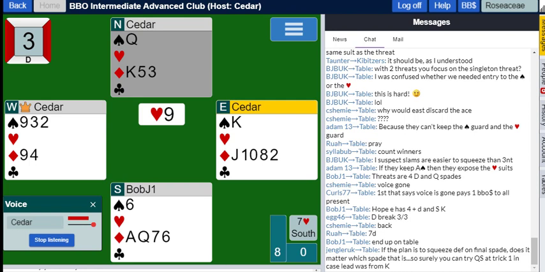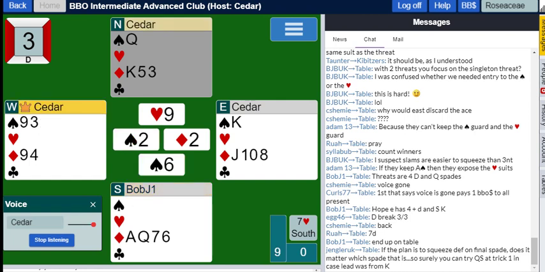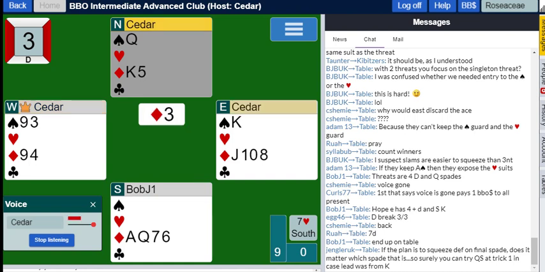So let's show everybody the full hands. So everybody's in on the secret now. You can see that East did indeed have to look after the long diamonds and look after the spades. There's no way he's going to throw the king of spades, not with somebody sharp like Bob in the South seat. Gonna throw a diamond.